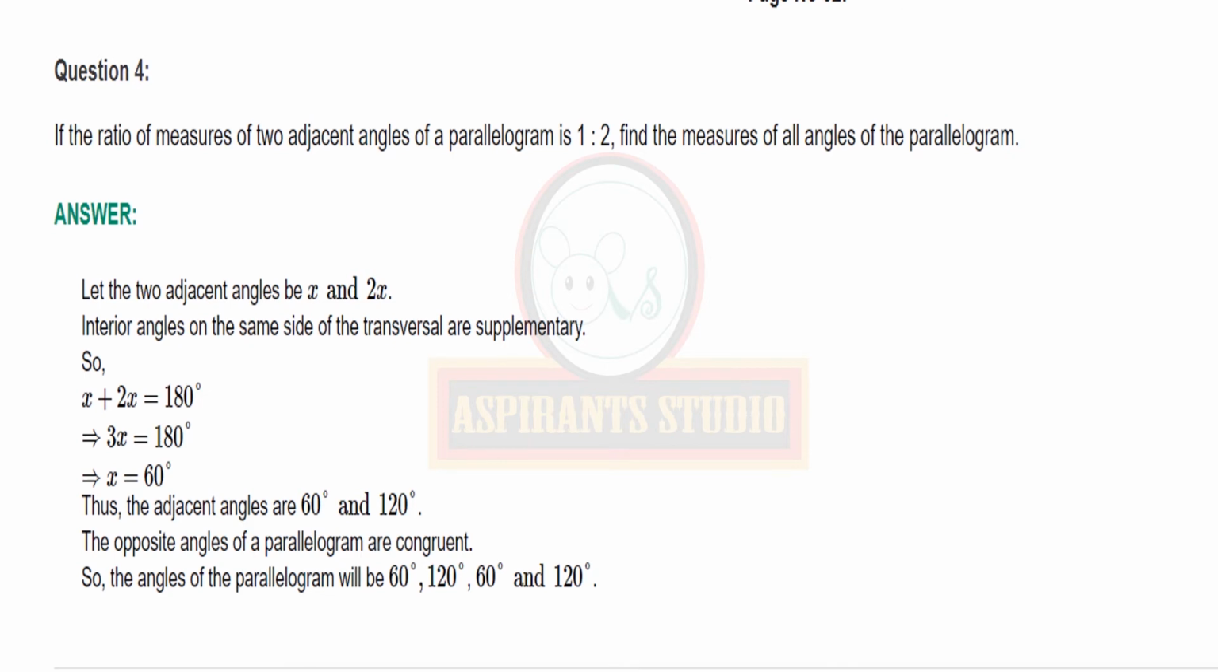Question number 4. If the ratio of measures of two adjacent angles of a parallelogram is 1:2, find the measures of all angles of the parallelogram. You are given the ratio of measures of two adjacent angles of a parallelogram to be 1:2. You have to find the measures of all angles of the parallelogram.